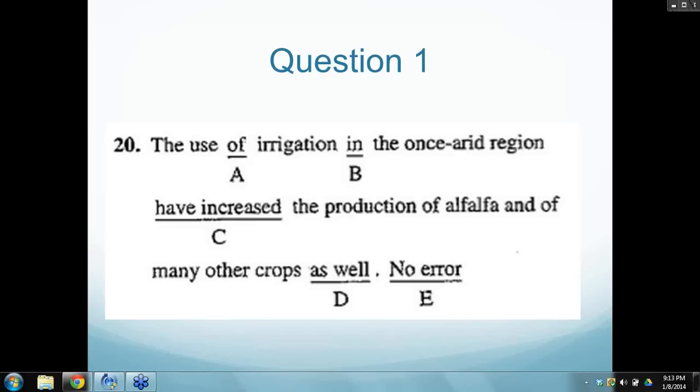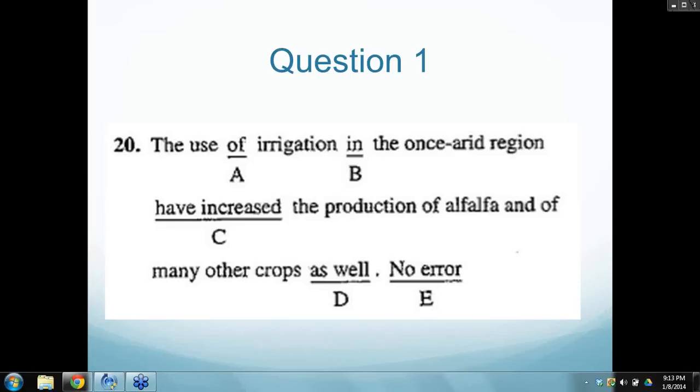And I'm sure as soon as I say this out loud, the folks who had gotten this one wrong said, oh yeah, that makes sense. Have would go with a plural word. So if it was the uses of irrigation in the once arid region, then have would be correct. So this may seem like an easy example to some of you. That's good news because this is rated at least a medium level question on the SAT or ACT.